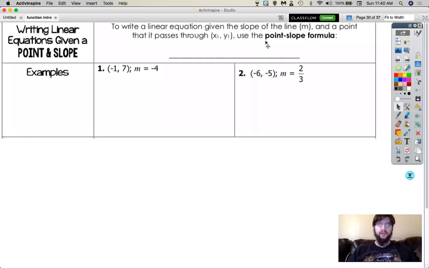Hey guys, today we're going to look at writing linear equations. So whenever it tells us to write a linear equation, first thing you should do on your paper, write down the point slope formula. That is y minus y1 equals m times x minus x1.